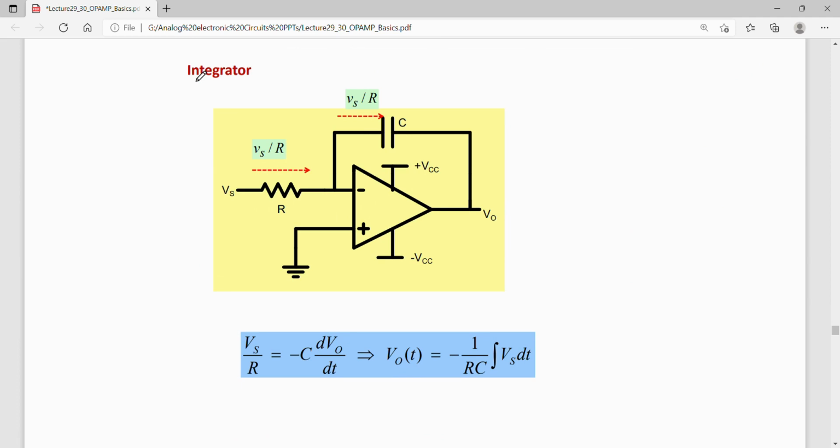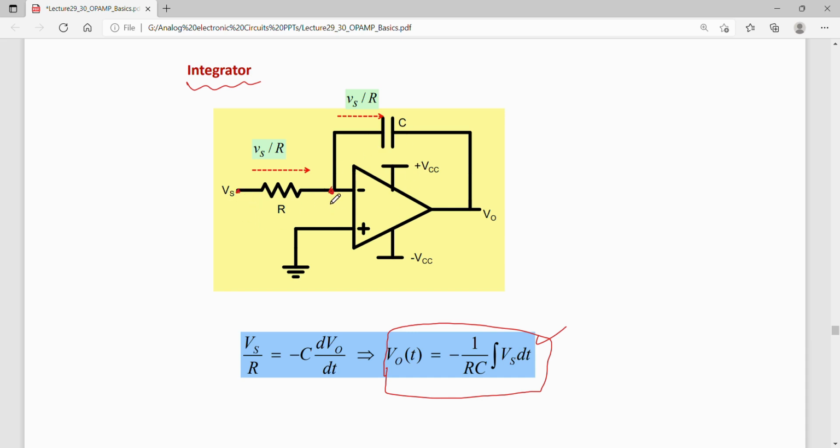Now one can also think of making an integrator circuit with OPAMP. So if I connect a capacitor instead of a feedback resistor here, this circuit acts as an integrating circuit, that is, output will be equal to the integral of the input. That is, output is minus 1 by RC integral of V input. This can be found by again writing the KVL around this OPAMP circuit.